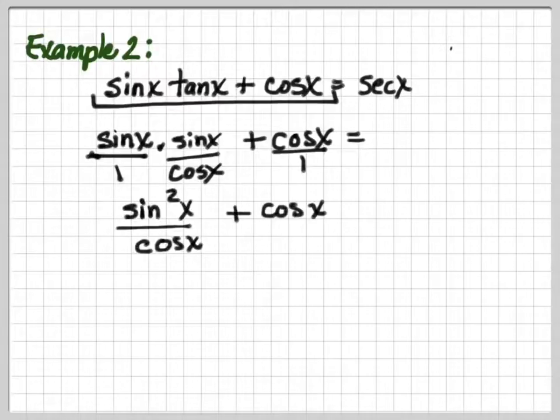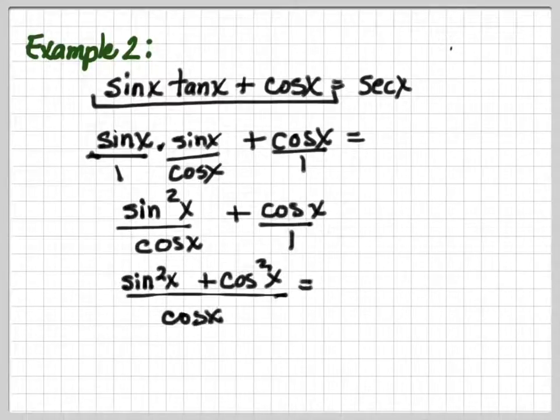Now, if I take my sine x times sine x over cosine x, I get sine x squared over cosine x plus my cosine x over 1. Actually, I kind of skipped a step here, so we're going to have to go back and do it. If I have cosine x, well, let's get something a little better than that.